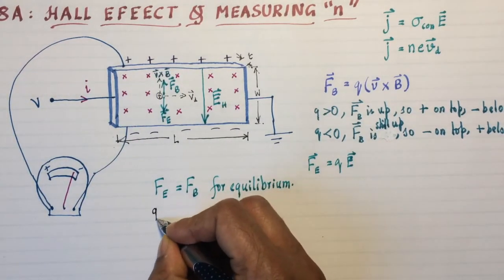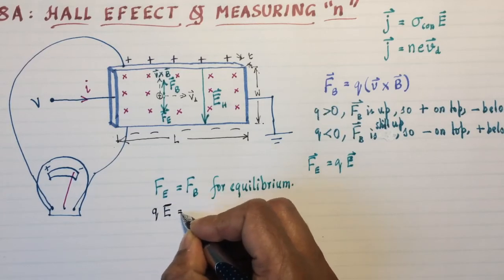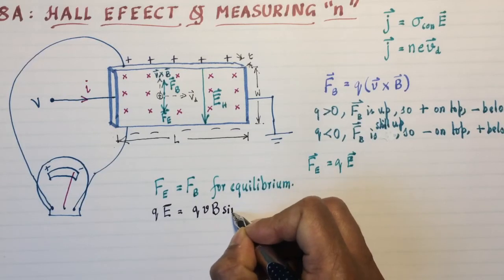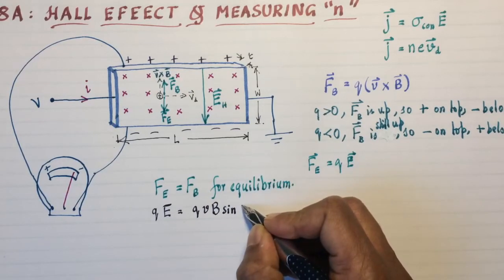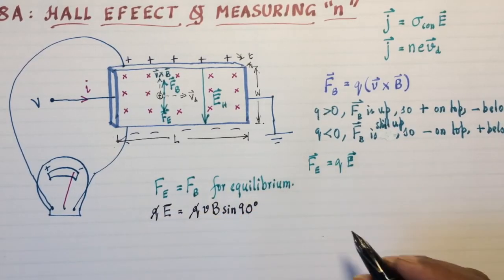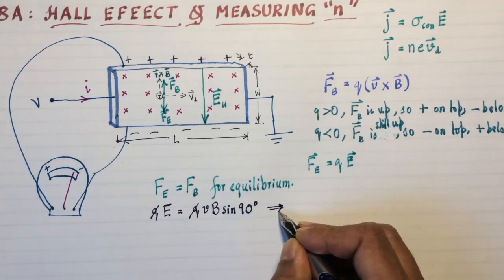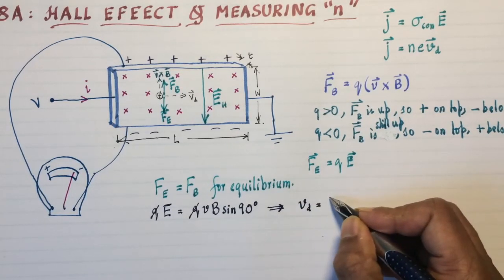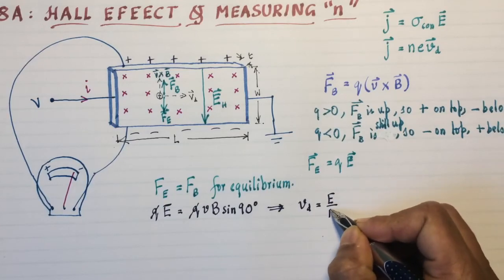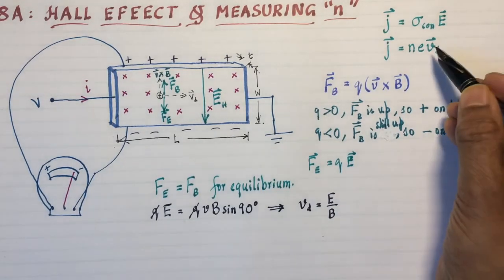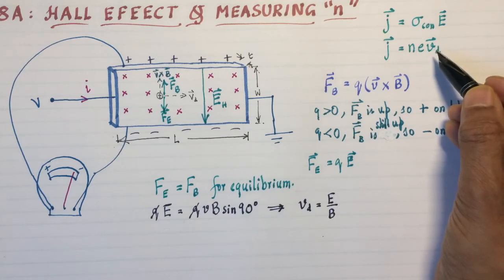The electric force is Q times E. The magnetic force is QVB sine 90 degrees, because the angle between the velocity, the drift velocity, and the magnetic field is 90 degrees. Of course, Q cancels out, so it doesn't even matter at the end what the sign of the charge is. So this gives us an interesting relationship. It tells us what the drift velocity is. The drift velocity is actually given by a formula. It's the ratio of the electric field to the magnetic field in equilibrium. Now we can run back to that formula.